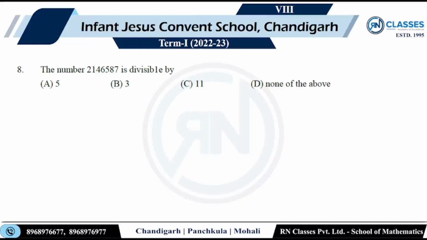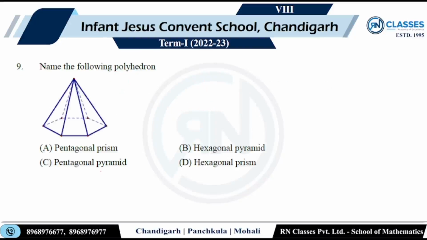Right. The number is divisible by which? The number is 2, 1, 4, 6, 5, 8, 7. For divisibility by 5, the last digit should be 0 or 5. We have to check divisibility by 11 and by 3. Let's first check divisibility by 3. Divisibility by 3 means add all the digits. I added all the digits and got 33. If the sum of digits is divisible by 3, the entire number is divisible by 3. 33 is divisible by 3, so the number is divisible by 3. You know this thing.